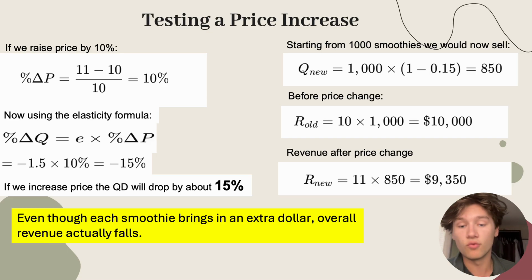Before the price change, our revenue would have been $10,000, and after the price change, our revenue is now $9,350, meaning that we actually lose out on about $650. So even though each smoothie is bringing in an extra dollar, overall revenue actually falls because the demand is elastic. Customers are too sensitive to this price increase, and the loss in sales actually outweighs the gain in price.